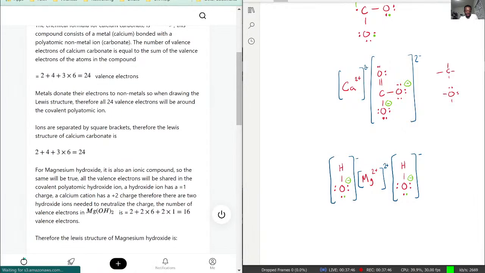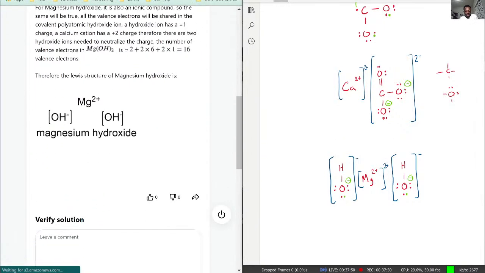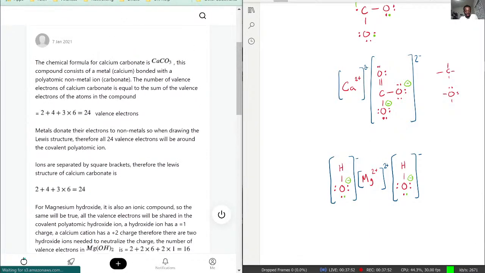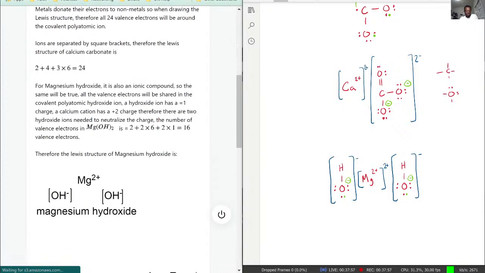They do say it's Mg(OH)2 for this one. So the Lewis structure for this, magnesium hydroxide, oh, that's strange. They definitely skipped over CaCO3. But the Lewis structure is Mg2+ and OH-, OH-, which is what we've done here. So that's perfect.